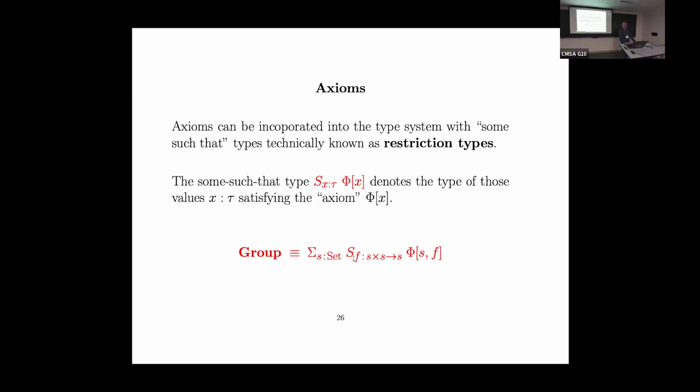So the general form of S is the set of X in T such that this axiom holds of X. That lets me put in the group axioms, the statements about the group that I want to hold. And okay, I see a lot of frowns.